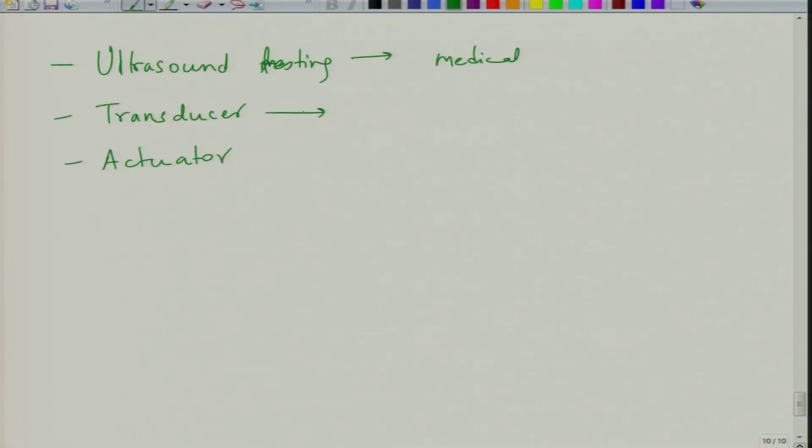Transducers are the ones where you create a transduction. Transduction means create a linear motion. So, wherever you want to create a linear motion, you can use the piezoelectric. Actuation means you provide actuation, and again, it is a motion related device, you can create an actuating device. So, we will look at some of those applications in the next class.